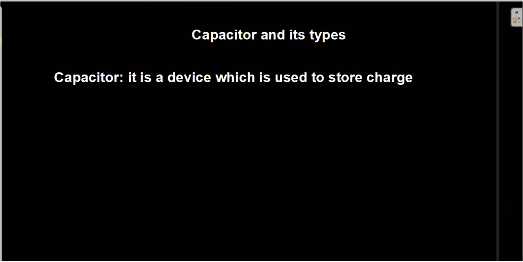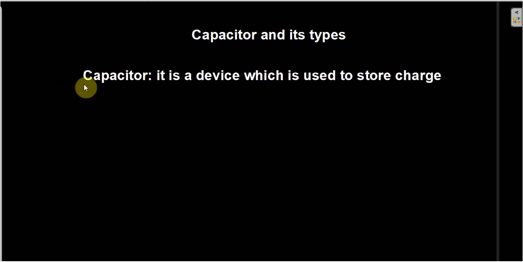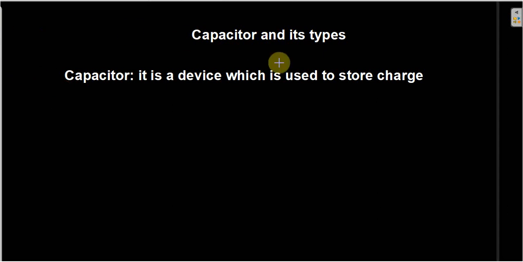Today in this video we are going to discuss capacitor and its types. So first of all we will discuss the capacitor. What is a capacitor? A capacitor is a device which is used to store charge. The basic purpose of a capacitor is to store the charge.